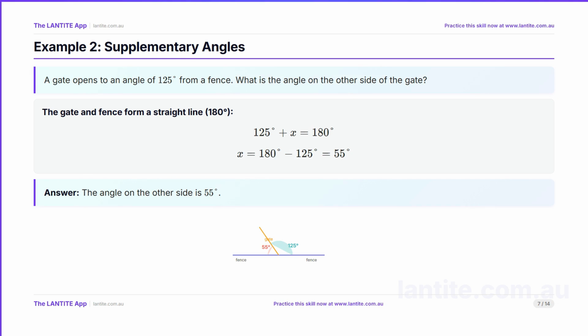A gate opens to 125 degrees from a fence. The gate and fence together form a straight line, so the angles on either side must add to 180 degrees. Subtract. 180 minus 125 equals 55 degrees. The angle on the other side of the gate is 55 degrees. This is a great example of supplementary angles in a real-world context, exactly the kind of problem you will see on the LANTITE.